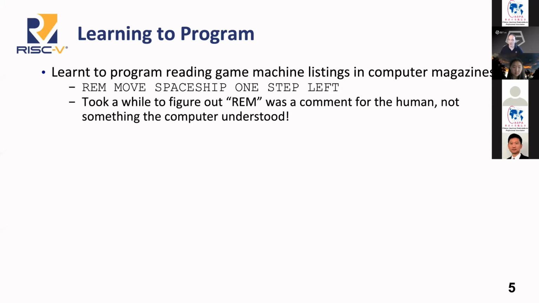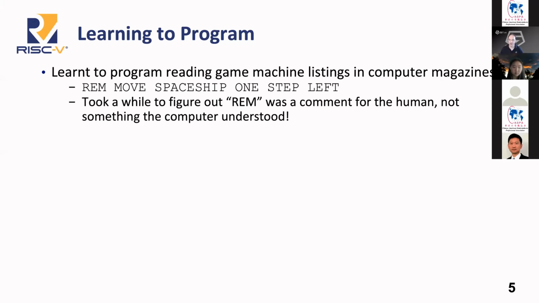And I remember one of my big breakthroughs was I used to read these listings, and in BASIC, there is this REM statement, which is actually a remark, which is a comment that the programmer put in the code. But it took me a long time to figure out that when it said move spaceship 1 step left, that was not the computer doing anything with that. That was just a comment for the programmer. I was trying to figure out, how did the computer know how to move the spaceship 1 step left when I wrote this in the code? And it took me a long time to figure out, oh, this was just a comment. And the other stuff was actually the code that did anything.